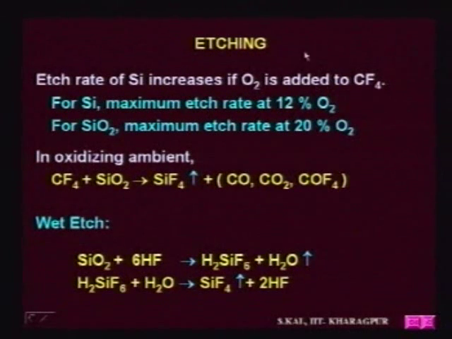And in oxidizing ambient, that means if we use CF4 and oxygen plasma, then the reaction is CF4 plus SiO2, which gives SiF4 which is volatile, and at the same time CO, CO2 and COF4 all are volatile, isn't it? Now, one point you can observe in this reaction is that the CF4 plasma etches both silicon and silicon dioxide. That means etch selectivity you are not getting. How to increase the etch selectivity?